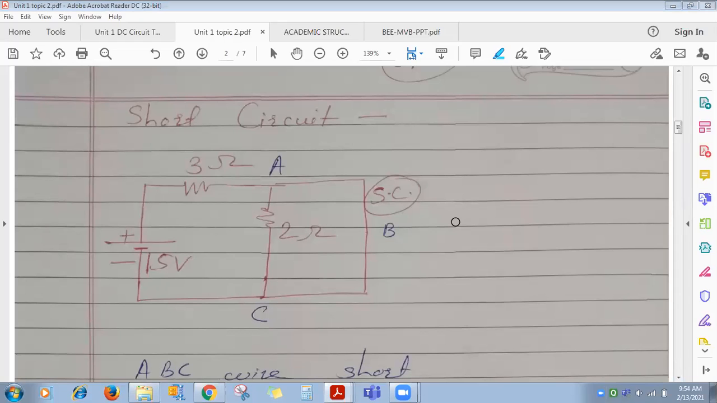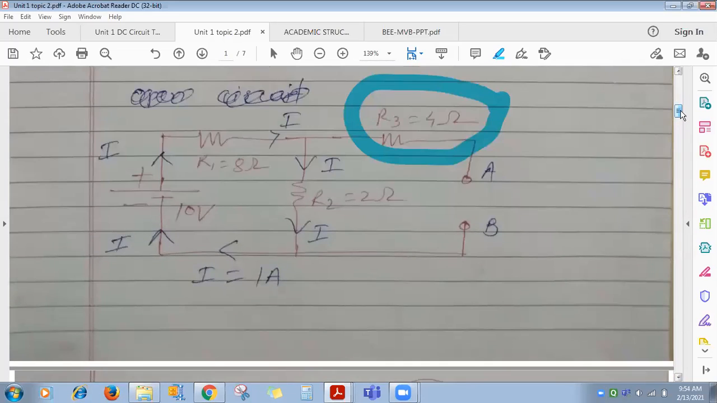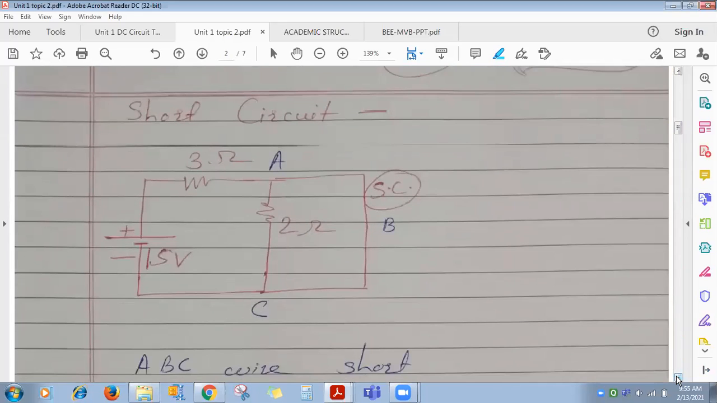Okay. So the next one is short circuit. Is the concept of open circuit clear? So what does open circuit mean? Current can't flow from A to B, which means it's an open circuit. So whenever there is an open circuit, resistance is infinity, and current doesn't flow. Now we'll see short circuit.